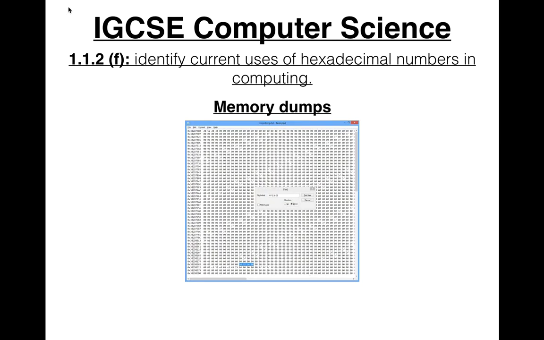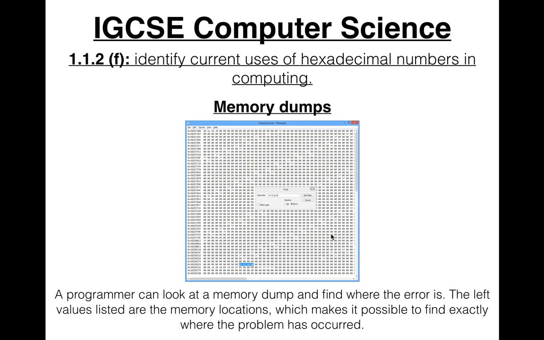So a memory dump kind of looks like this. Basically, the values here are the contents, and the values here are the locations. So a programmer can look at this and find where an error is. So the left values, again, are the memory locations, and this makes it easier to actually find where the problem lies.